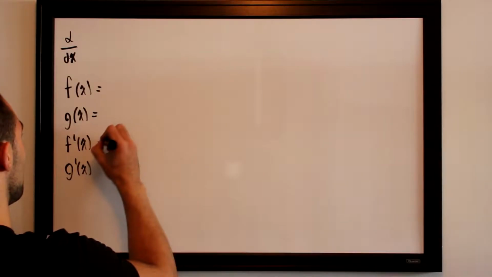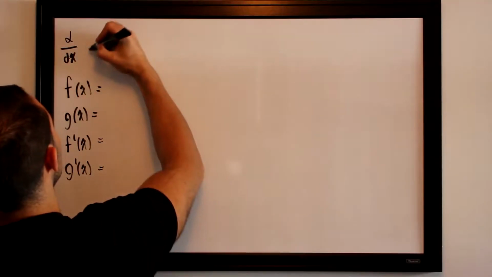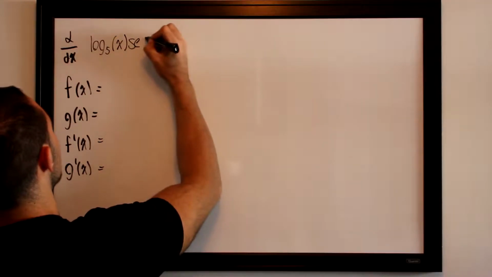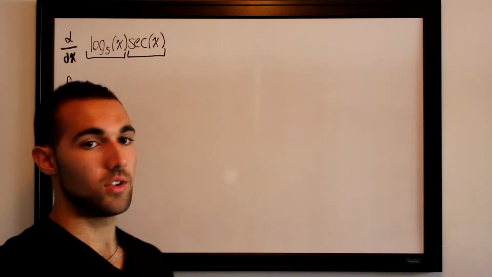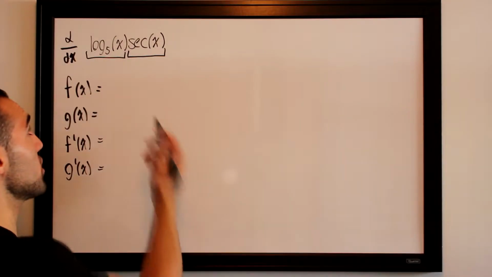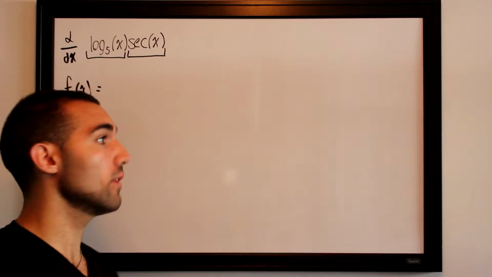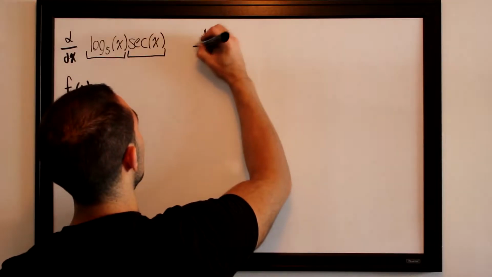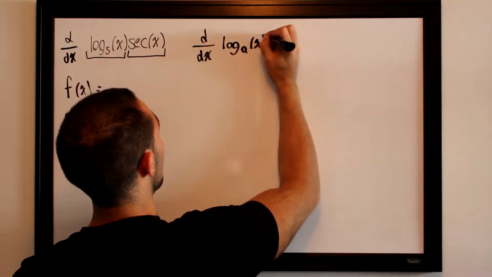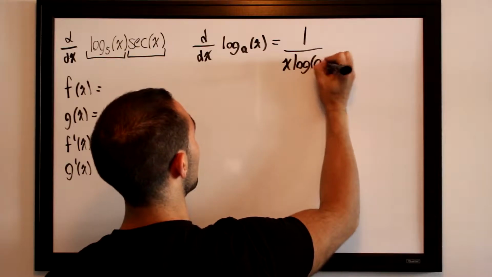Next up, we want to take the derivative of log base 5 of x times secant of x. So now we'll split this up into our two differentiable functions, our f and our g. So our first function will be log base 5 of x, which was discussed in the previous video of all of the common derivatives, where the derivative of log base a of x will be equal to 1 over x times log of a.